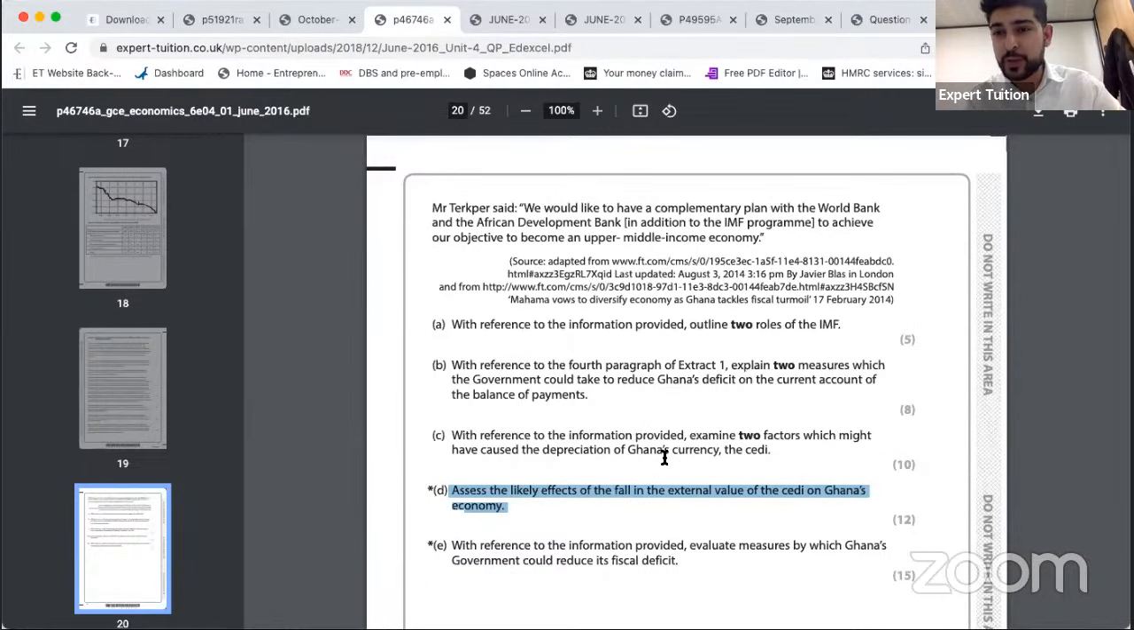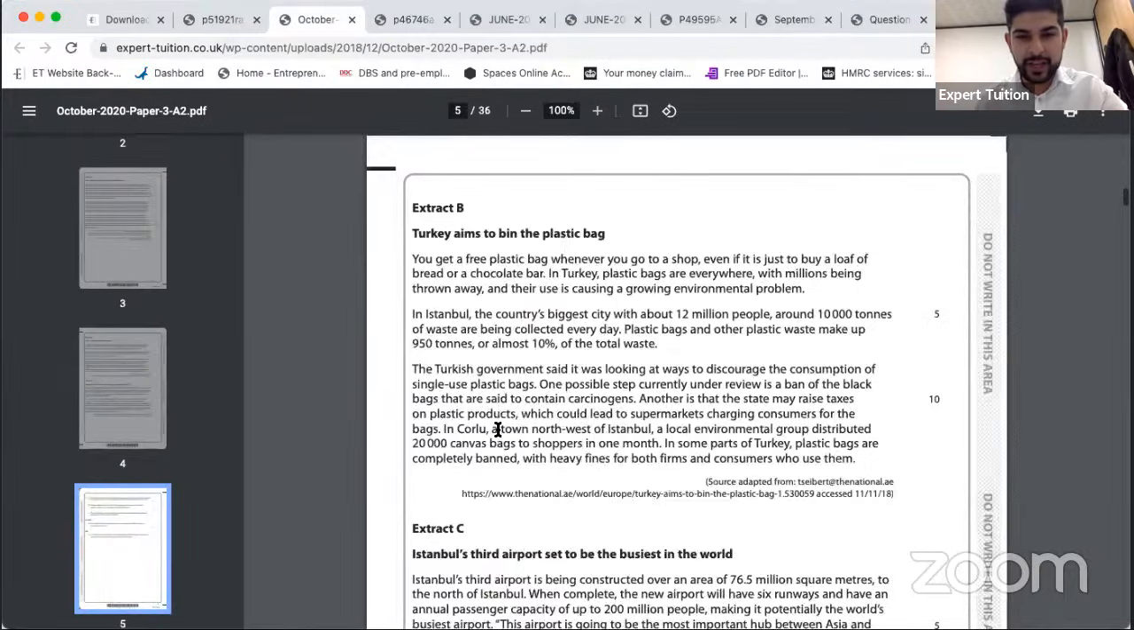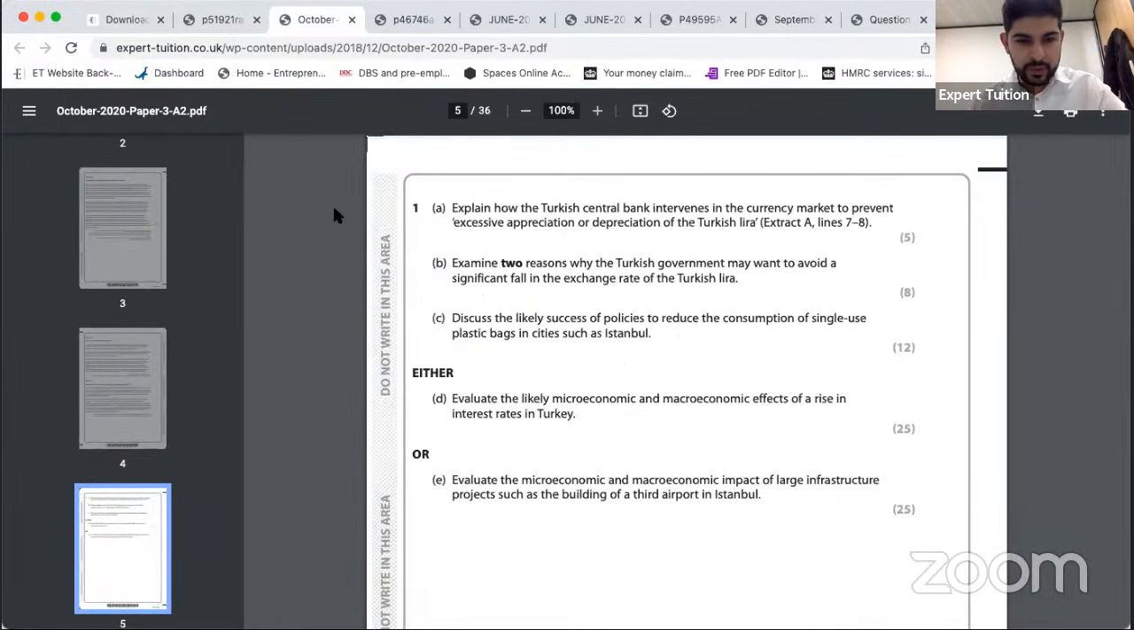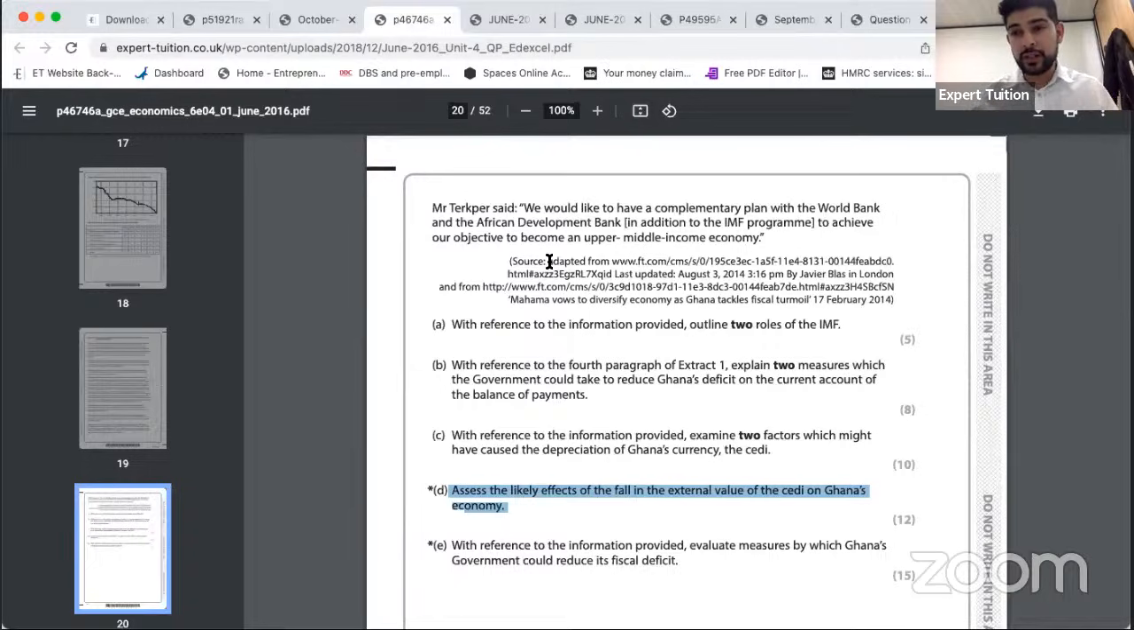Notice how many times they use so many different words. So here, external value of the CD. Over here, they had it as, what was it? A significant fall in the exchange. They tried to basically use words in a way to throw you off, to make your life a bit harder than it needs to be. Don't fall for it. Just read what that basically says and figure out logically what that means. Obviously, it means it depreciated, yeah? What are the consequences of a depreciation?